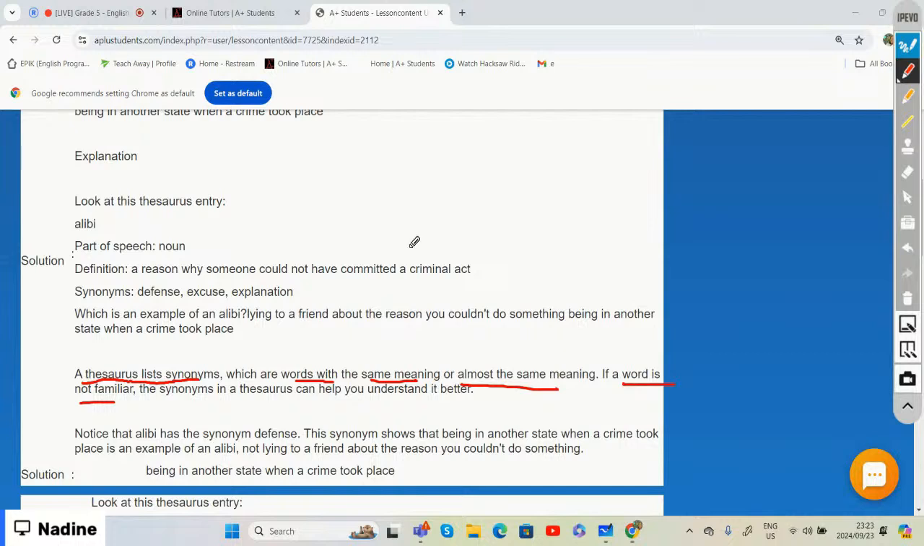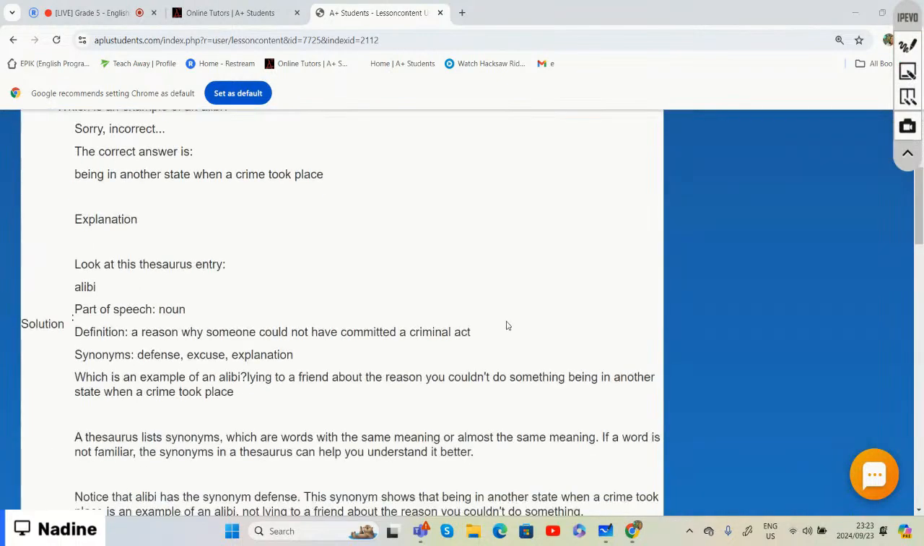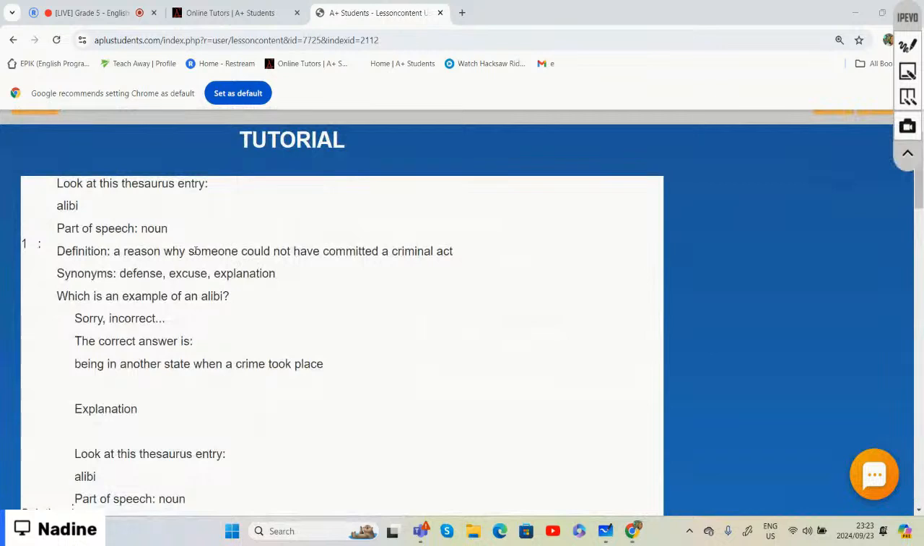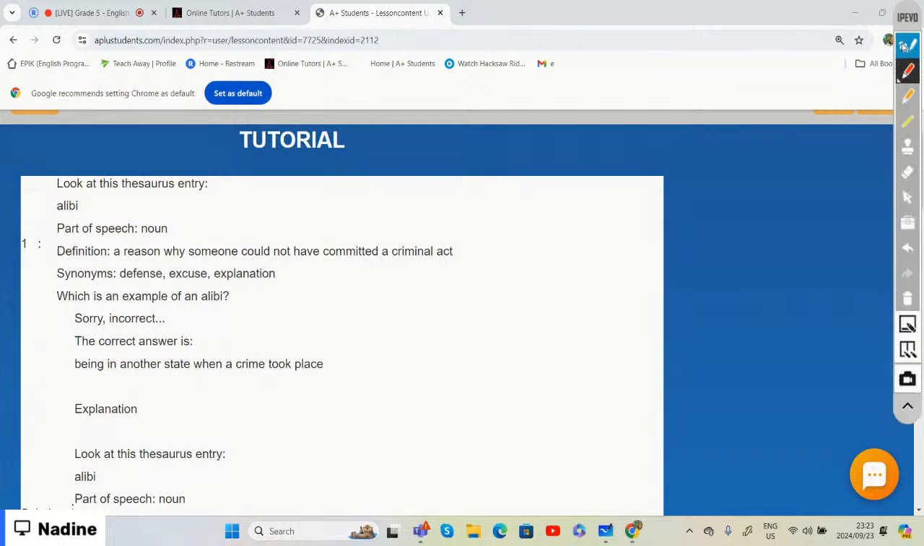All right. So now we're going to look at a few thesaurus entries and then we're going to our test. The first one says, look at these thesaurus entries. We have the word alibi, and alibi is a noun. So part of speech, remember when it comes to thesaurus entries, they give you the word and then they also give you the part of speech.